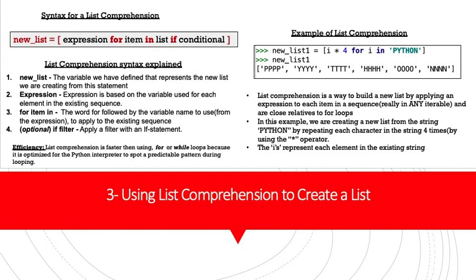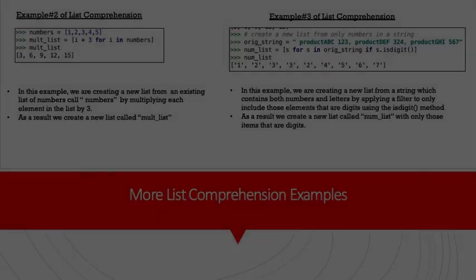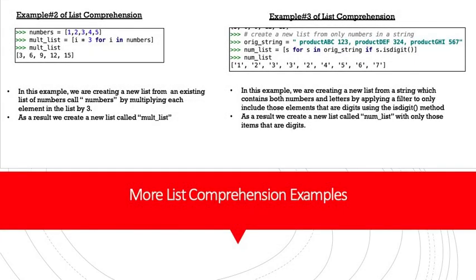Just a note about efficiency. List comprehension is faster than if we were using a for or a while loop because it's optimized for the Python interpreter to spot a predictable pattern during looping. Now, two more list comprehension examples. This one, we use a list called numbers that has 5 numbers in it, 1 through 5. Here, we again use the asterisk.